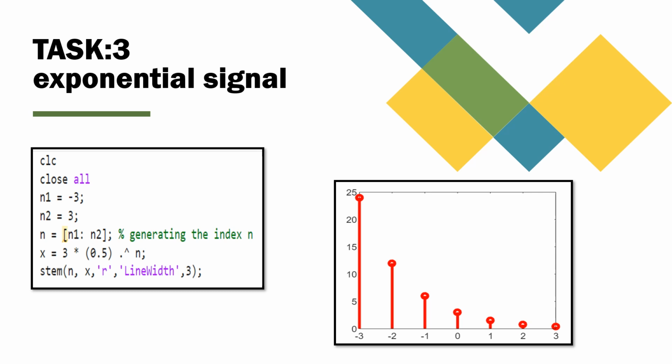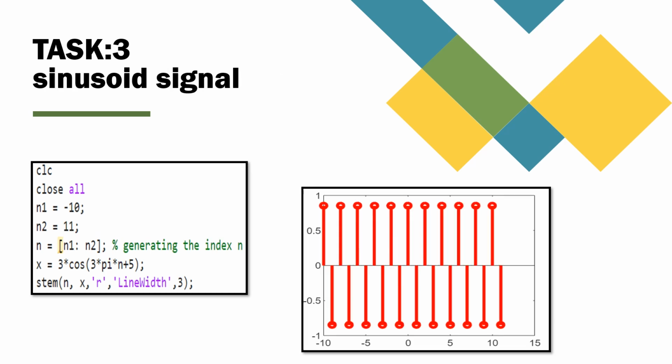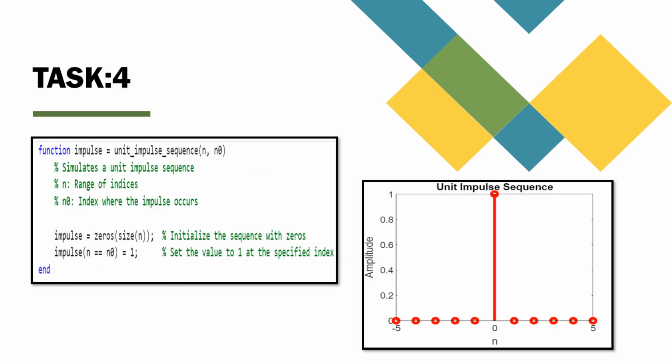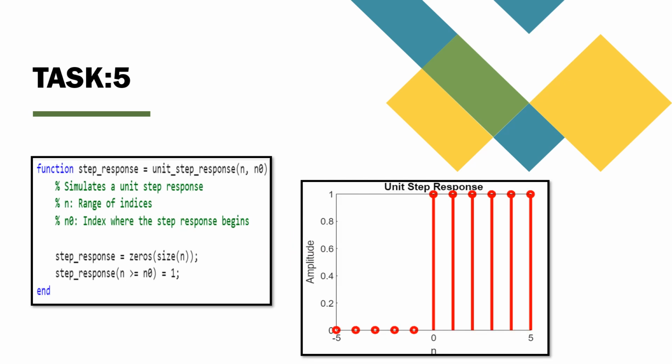We have used the previous technique of generating the vector and x is the exponential function. For part B of task 3, we have generated a sinusoidal signal using the previous approach. Here we are asked to design a function that can generate a unit impulse function. You can simply call this function using the command window.